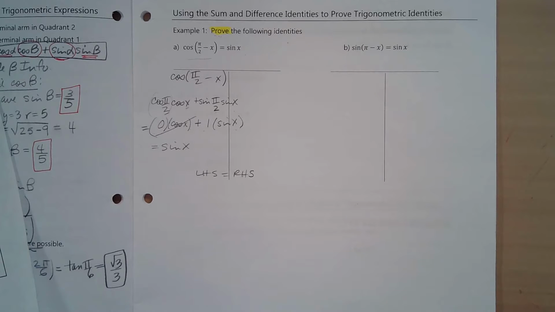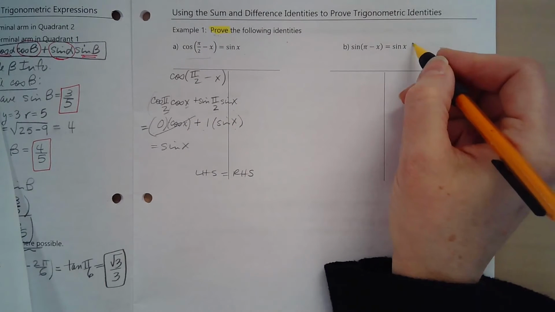Like I say, most of your identities are not going to involve the sum difference. They're very limited. Lots of your identities might involve the double angles that we're going to talk about in a few minutes. Most of your identities are the regular ones that we've already seen before. The Pythagorean and the reciprocal.